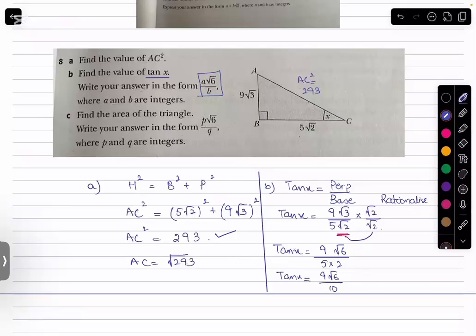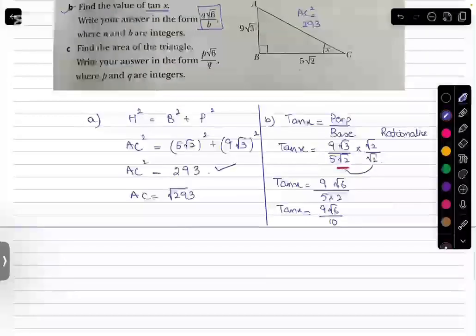Any problem? No. We know how to rationalize an equation. Okay. Now part C. Part A and B are done. Now part C says find the area of the triangle. Again, write your answer in the form P root 6 over Q, where P and Q are integers.